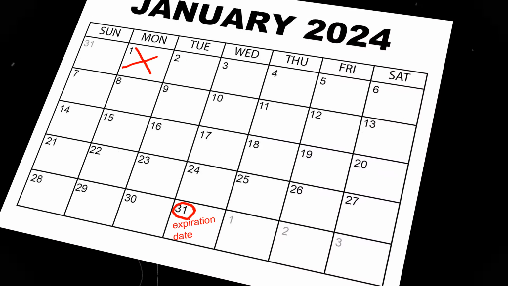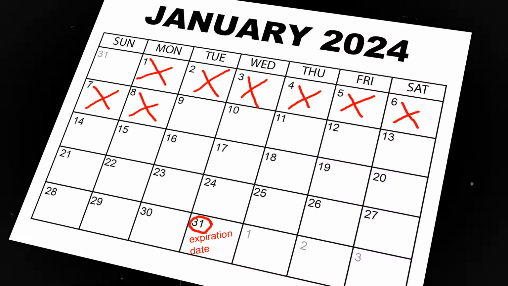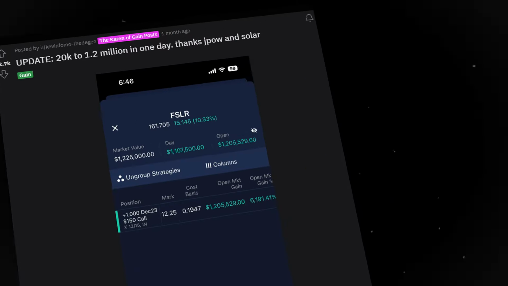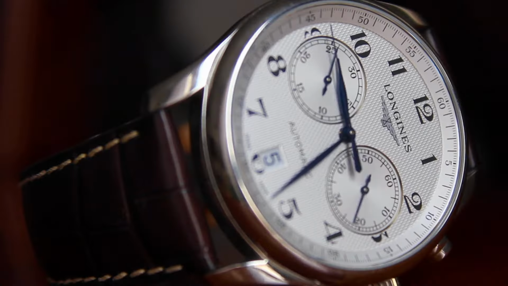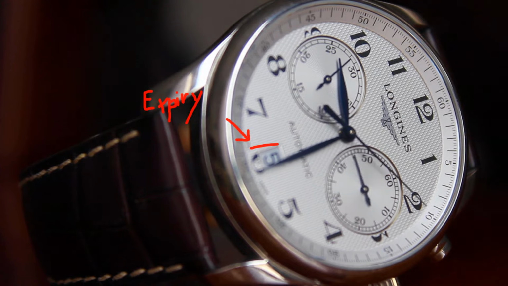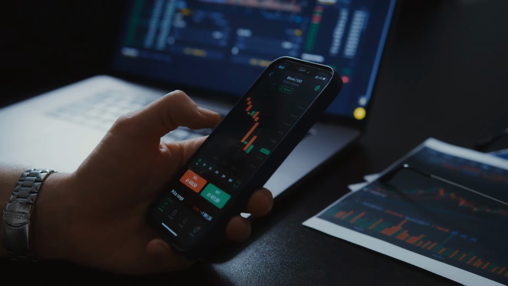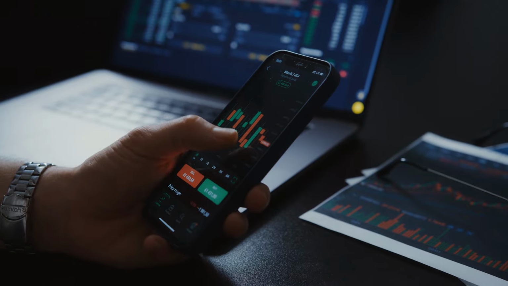Now the closer the option is to its expiration date, the more volatile it gets, which is how you can make or lose a lot of money, and that's why we'll be trading options expiring on the same day of us buying them, or in other words, we'll be trading 0-day expiry options.